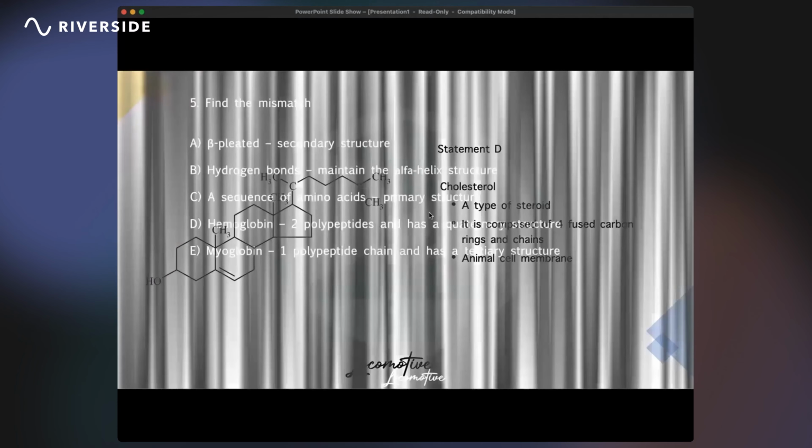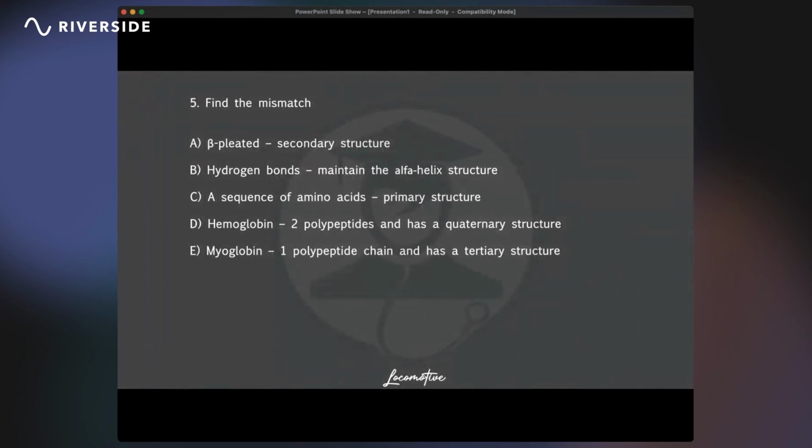And the last question is question number 5. It's very important. We're going to discuss proteins. Find a mismatch. Beta-pleated secondary structure. You have two forms, beta-pleated and alpha helix. Hydrogen bonds mention the alpha helix structure. Both are correct. A sequence of amino acids, we're talking about primary structure. Am I right? Perfect. So it's correct.